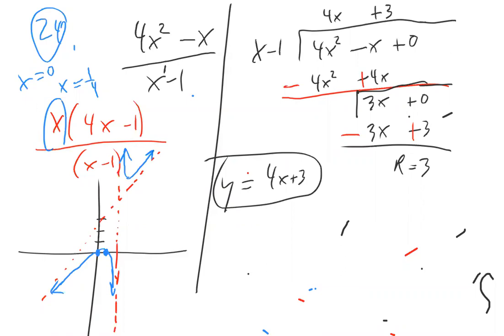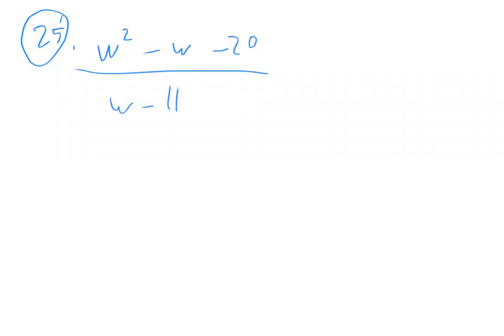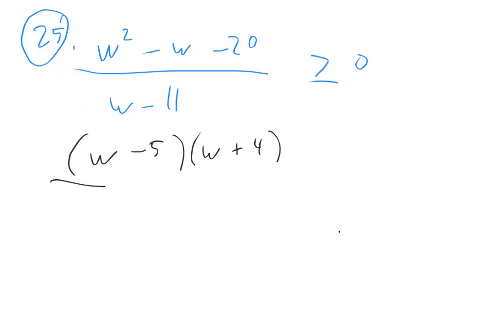Now number 25. The last problem on this chapter test, it says w squared minus w minus 20 over w minus 11 greater than or equal to 0. So this problem is actually a lot easier than it looks. You just simply factor it. So w, and then negative 5 and positive 4, that would work. Then w minus 11 on the bottom, and then greater than or equal to 0.